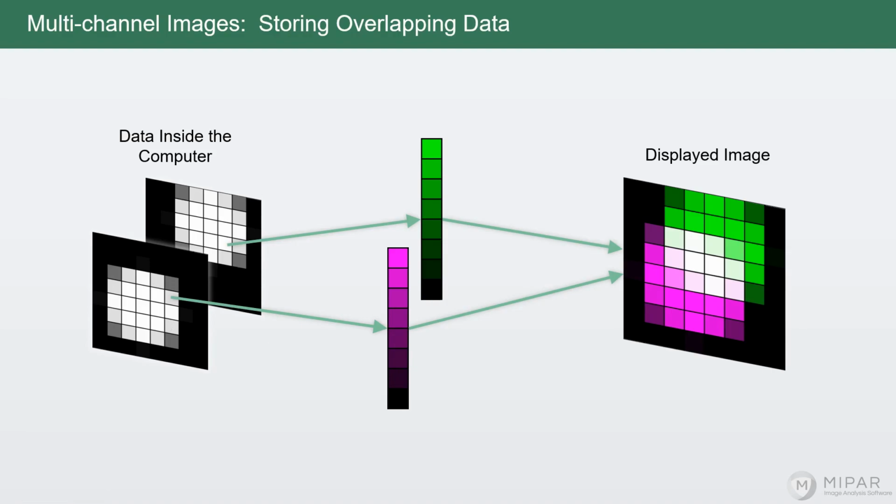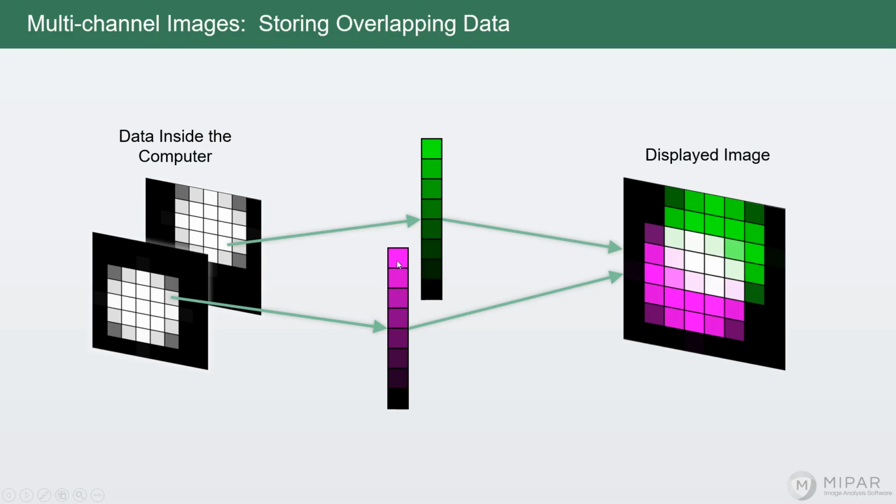And if you image each separately, you can then store them as two different channels in the same image. So here we have our green fluorescent protein, GFP, mapped to a green color scale and displayed on the image. And then we have our red fluorescent protein, RFP, mapped to a magenta color scale and displayed on the image as well. And then magenta plus green is white.